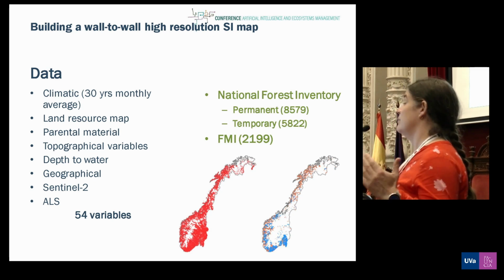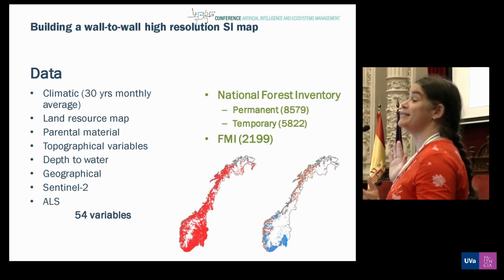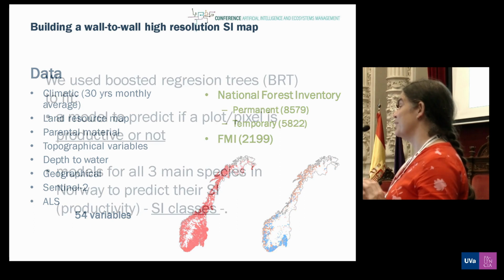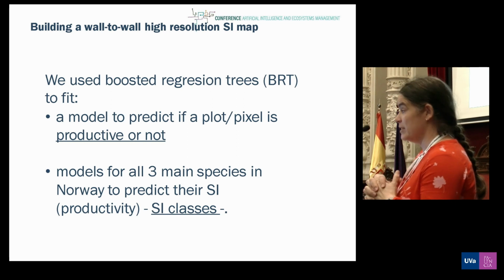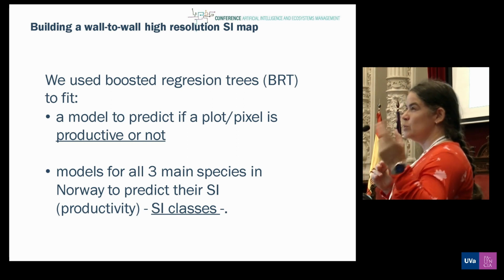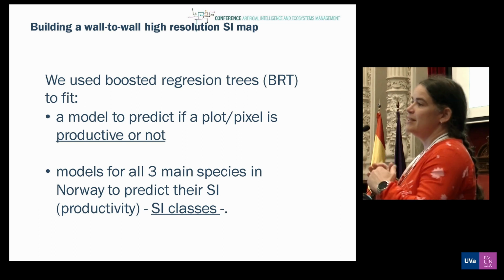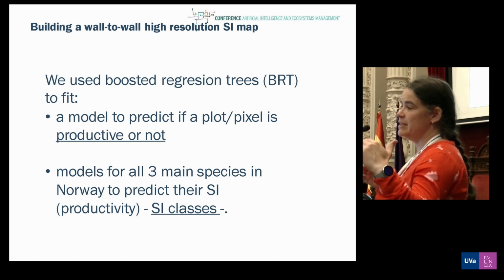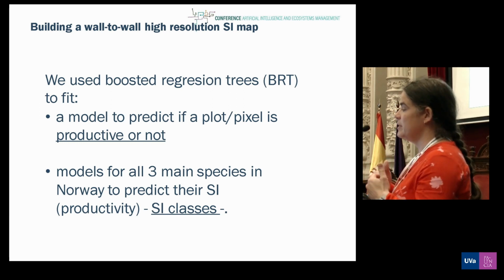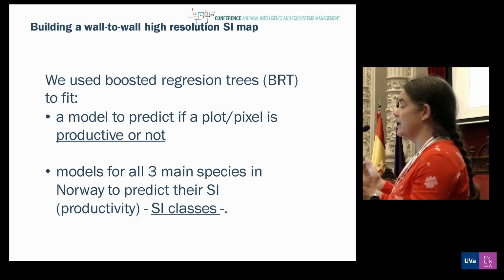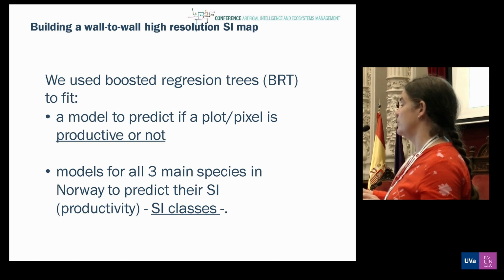Okay, but that was a pretty good number for using artificial intelligence, right? So we had good data sets, we have good data, we give it a try, see how it goes. So we selected boosted regression trees, which is a machine learning algorithm, and we fitted two types of models. One to define if the site was productive or unproductive, meaning whether the trees grow beyond a certain limit or not, and models that, if they grow over this certain limit, define productivity classes, right? So we built models for the three main species to predict their productivity.